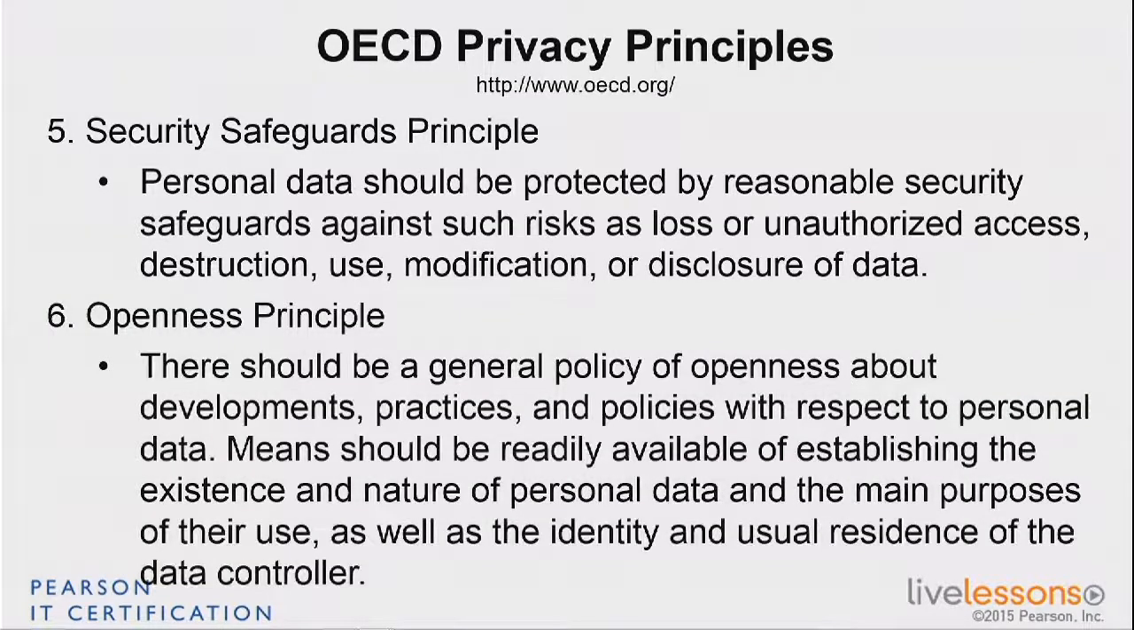The sixth is the openness principle, that there should be a general policy of openness about developments, practices, and policies with respect to personal data. Means should be readily available for establishing the existence and nature of personal data and the main purpose of their use, as well as the identity and usual residence of the data controller. It just tells us that there should be policies and practices that are made available, that the subject should know how their data is being used, the purpose of their data, as well as where their data is going to be stored and who's actually going to be using that data.